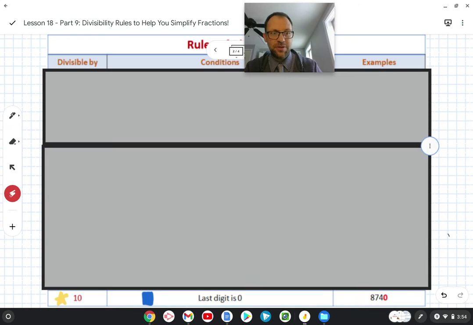Look way down here at the bottom of the screen now. The number 10. How do we tell if a number is divisible by 10? Well, this one's almost the simplest. We can look to see if the last digit is a 0. If the last digit is a 0 in any number, it is divisible by 10. Example, 8,740. That number has 0 as the last digit, and so therefore the entire number is divisible by 10.